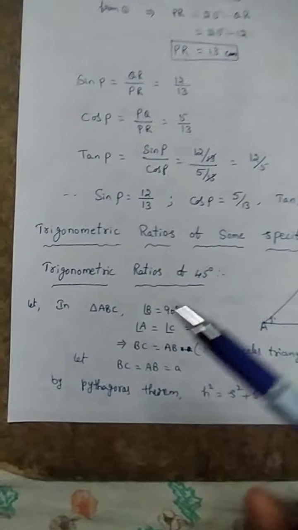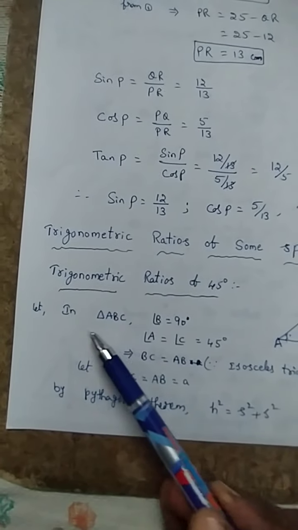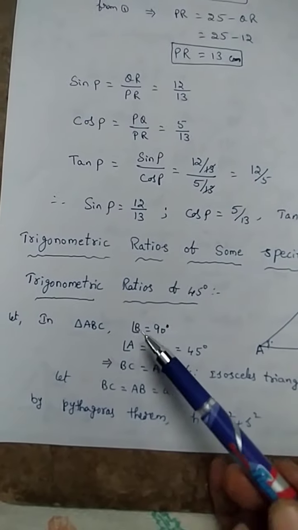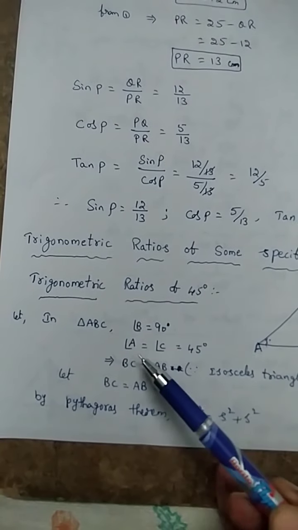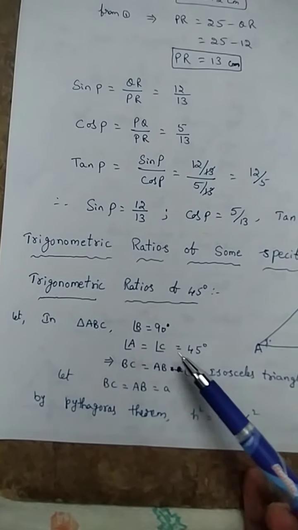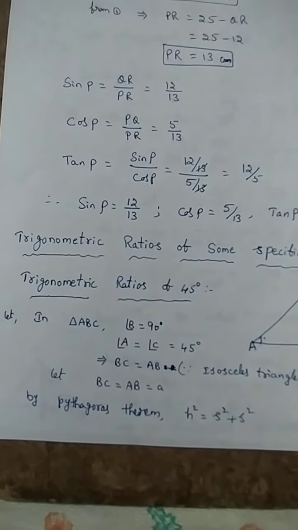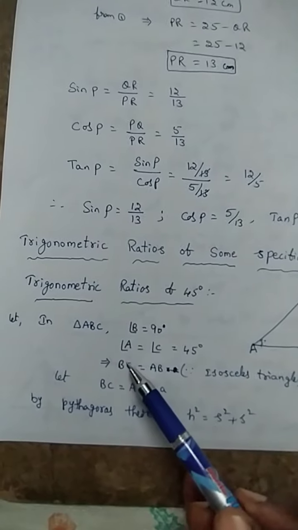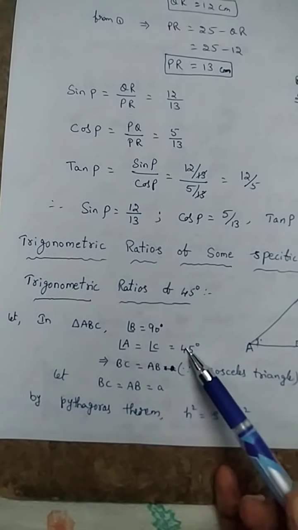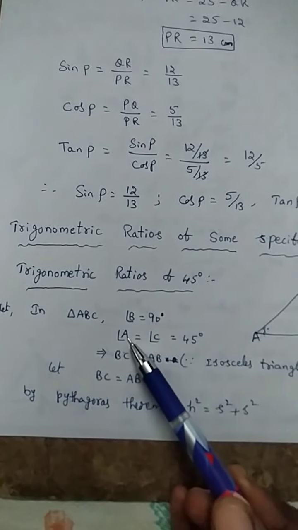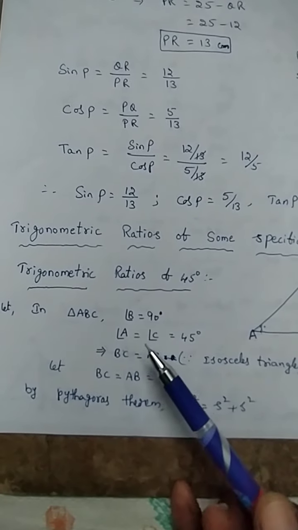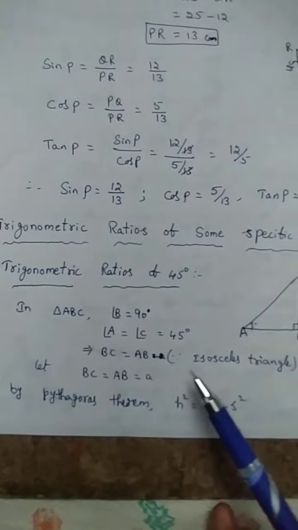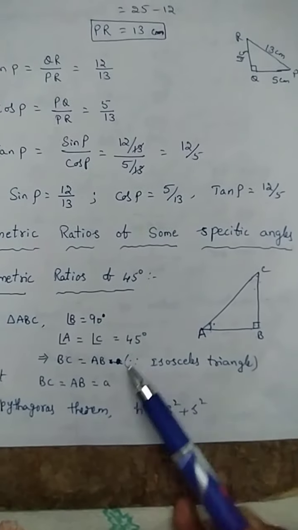Coming to that, let in triangle ABC, angle B be equal to 90 degrees. Then angle A is equal to angle C, and the result is 45 degrees. We assume that one of the angles is 45, then automatically the second angle is also 45. Then the side opposite A is BC and the side opposite C is AB, so BC is equal to AB. It is an isosceles triangle.